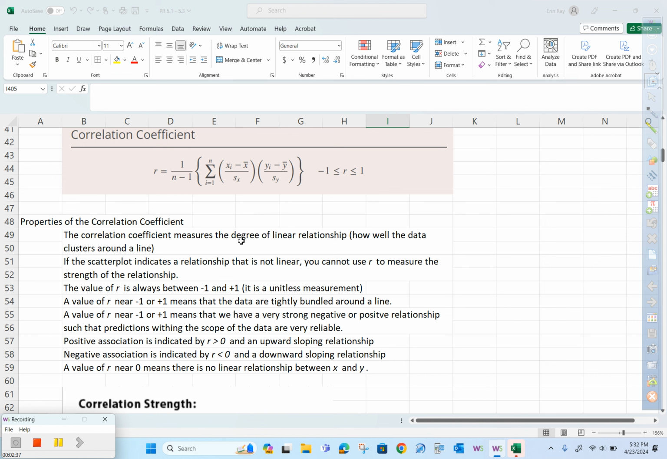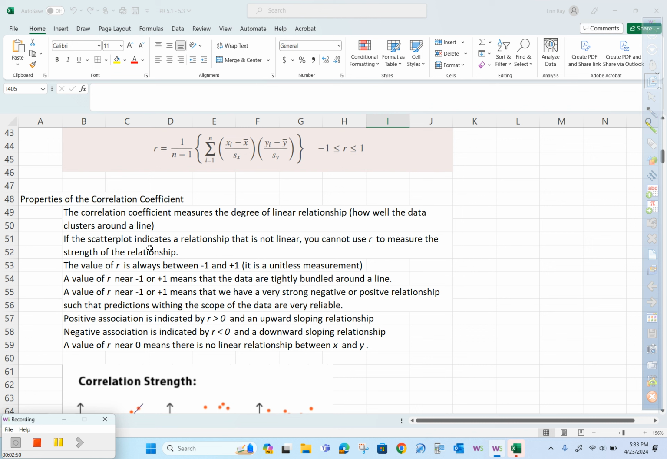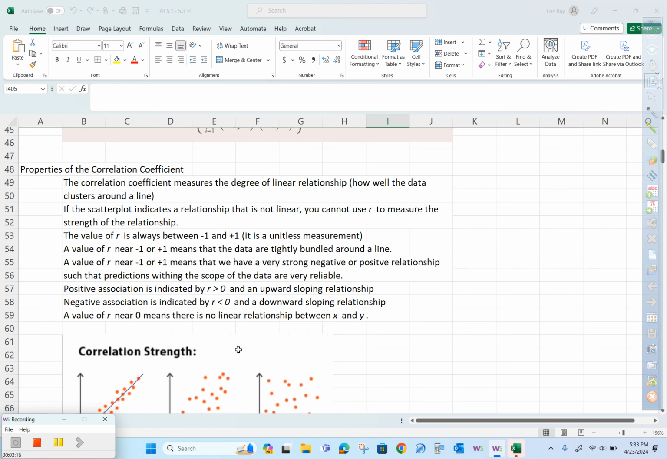First of all, it measures the degree of linear relationship, or how strongly our points are clustering around the line. Okay? If it's not linear, then we're not going to use R at all. Okay? It's always between -1 and +1, and a value near those ones means that we have a close to perfectly linear relationship. Whether it's positive or whether it's negative will tell us about slope, and if it's close to 0, then there's not really a linear relationship. Some other type of model might be more appropriate.